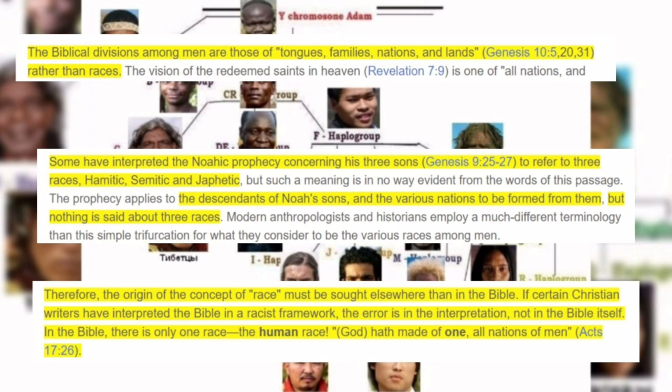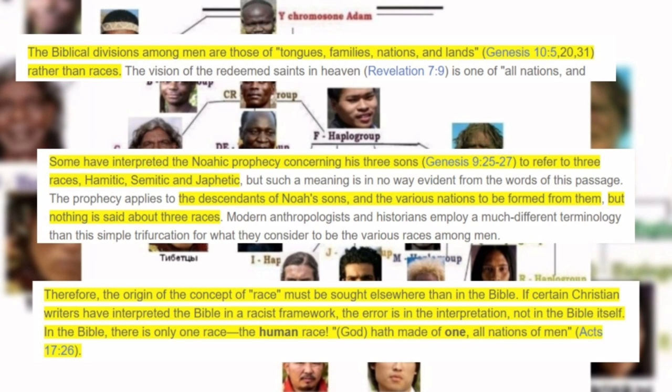Rather than races. Some have interpreted the Noahic prophecy concerning his three sons, Genesis chapter 9, verses 25 through 27, to refer to three races, Hamitic, Shemitic, and Japhetic, the descendants of Noah's sons, and the various nations to be formed from them. But nothing is said about three races. Therefore, the origin of the concept of race must be sought elsewhere than in the Bible. If certain Christian writers have interpreted the Bible in a racist framework, the error is in the interpretation, not in the Bible itself. In the Bible, there's only one race, the human race.